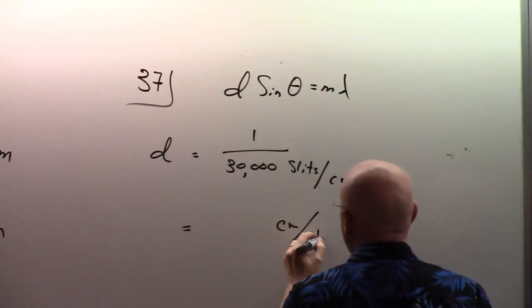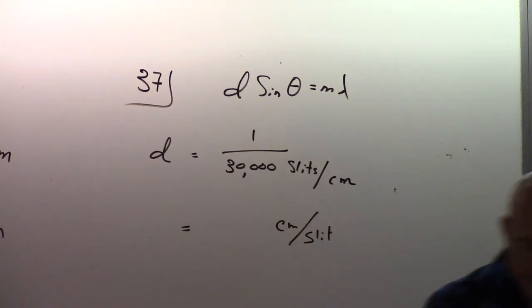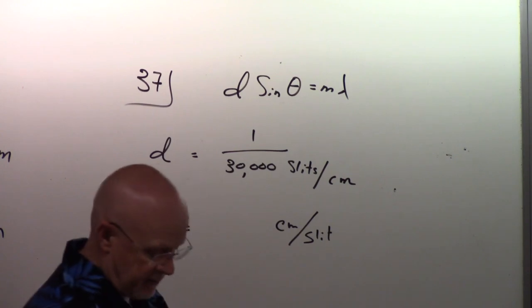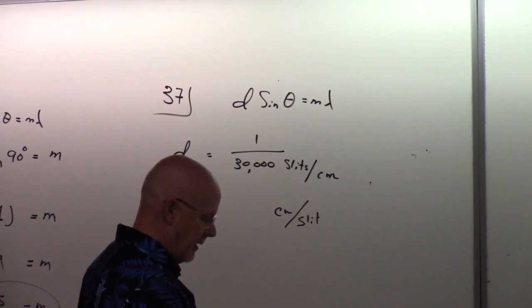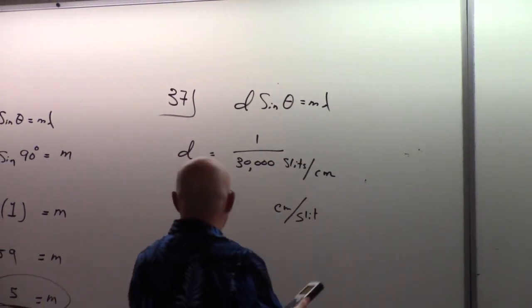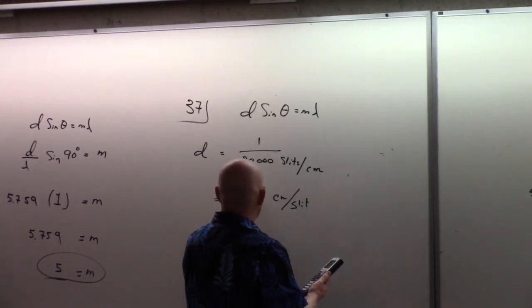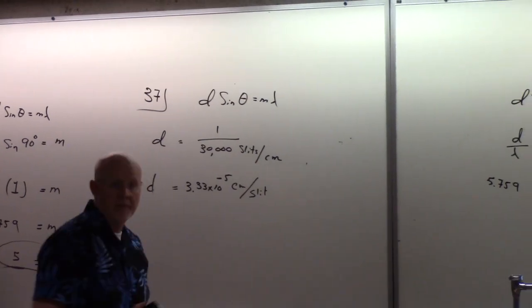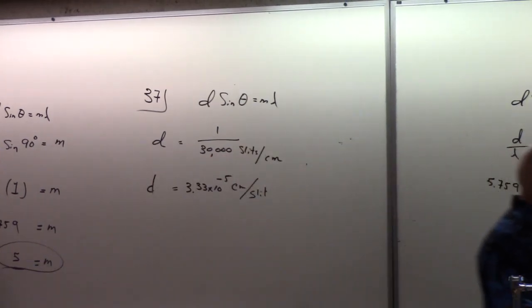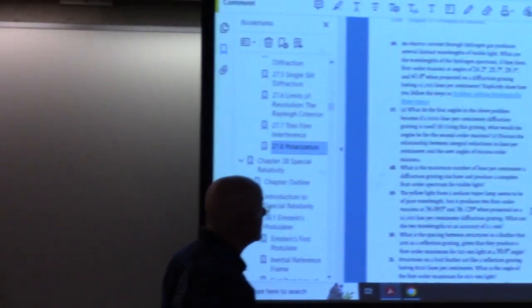And so this is going to give me the amount of centimeters per slit. And so I'll just put that as 1 divided by 1,000. So the spacing here is 3.33 times 10 to the minus 5. And so that is that reciprocal discussion like we had back here on number 23. And I wanted you to see that as well.